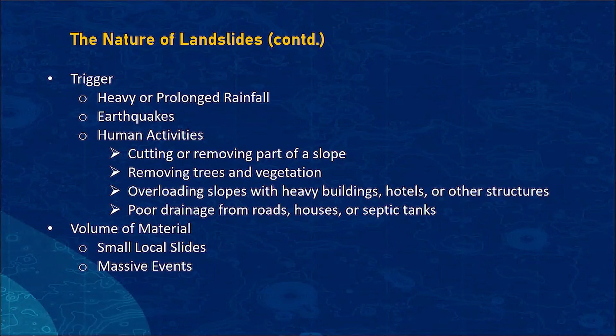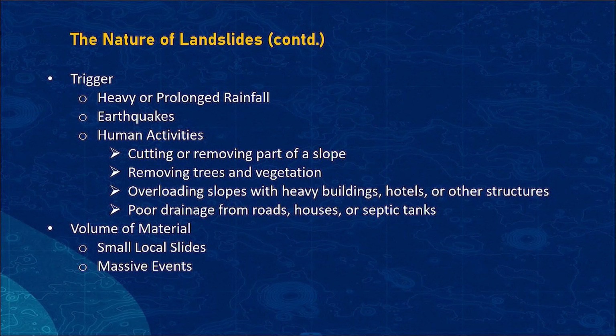This reduces the friction that holds the slope together, making it slippery and unstable. This is the most common trigger in India, especially during the monsoon season in the Himalayas, Western Ghats, and Northeast Hills. Earthquakes. Strong shaking from an earthquake loosens soil and rock, fractures weak layers, and suddenly reduces the stability of slopes. Even moderate earthquakes can trigger landslides on already steep or marginally stable slopes.